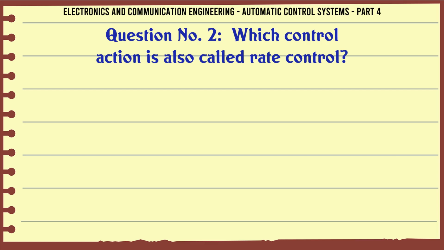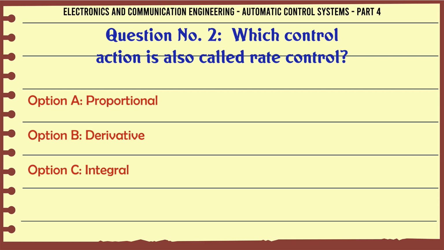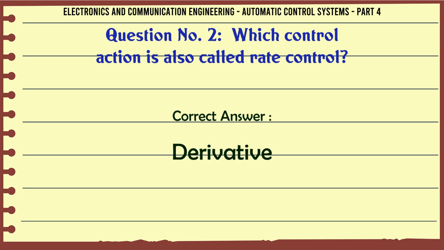Which control action is also called rate control? A. Proportional. B. Derivative. C. Integral. D. Proportional plus integral. The correct answer is derivative.